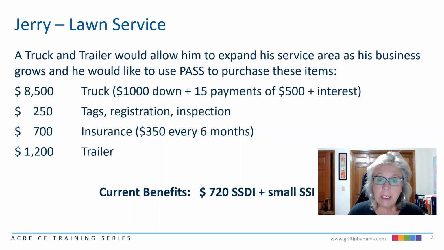So his current benefits: he currently receives $720 in SSDI and a small SSI check. So he's a concurrent beneficiary, and we know that makes him a good candidate. So I'm going to flip now to the PASS Saving and Spending Plan.